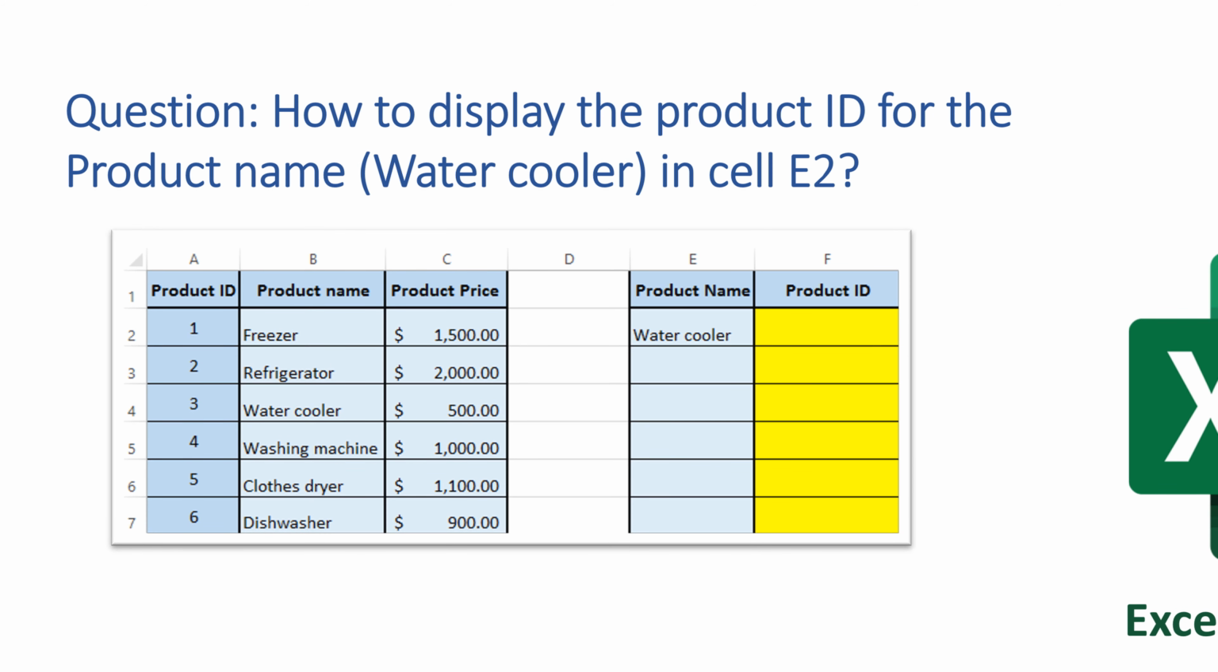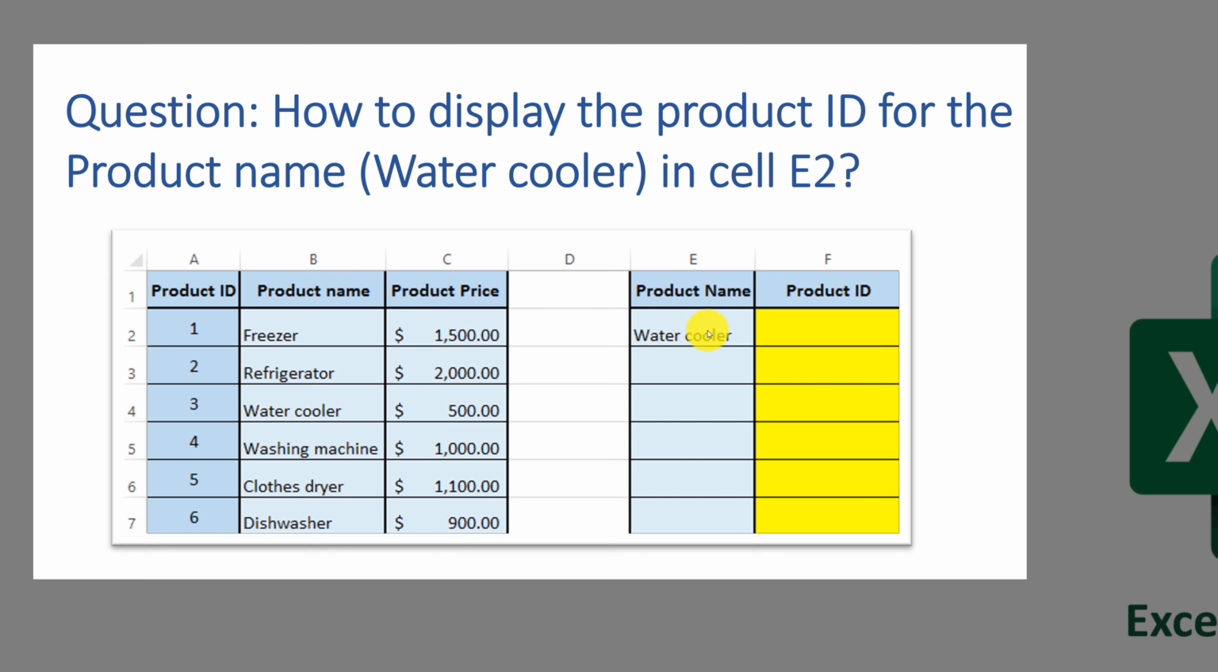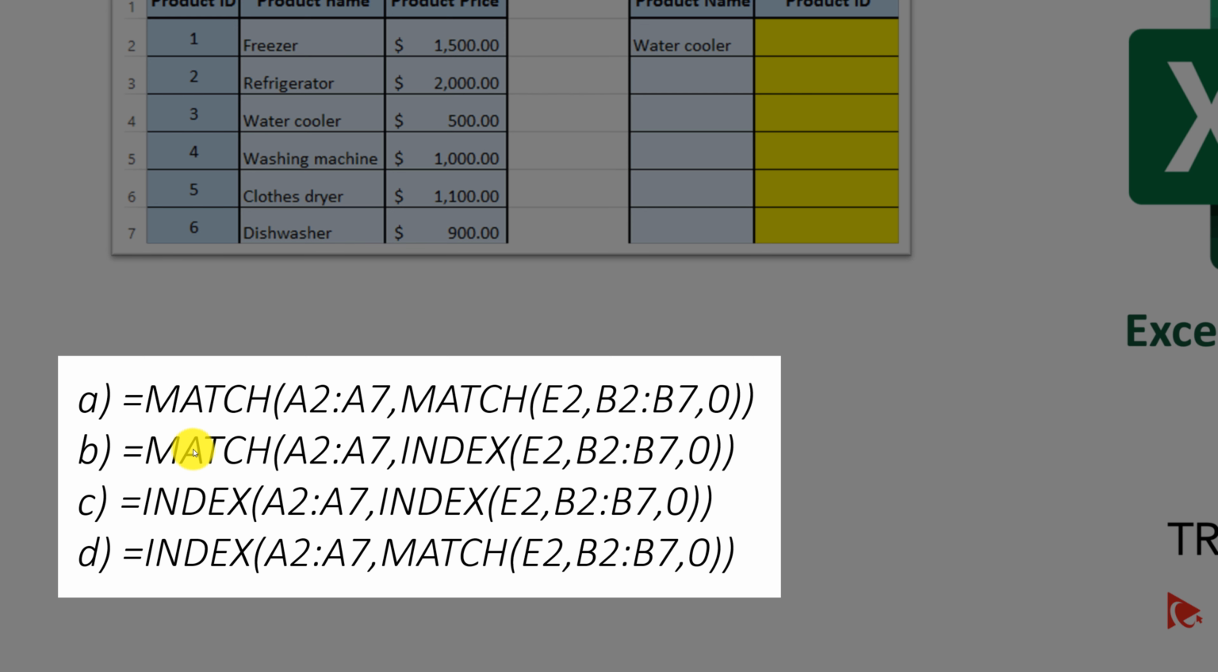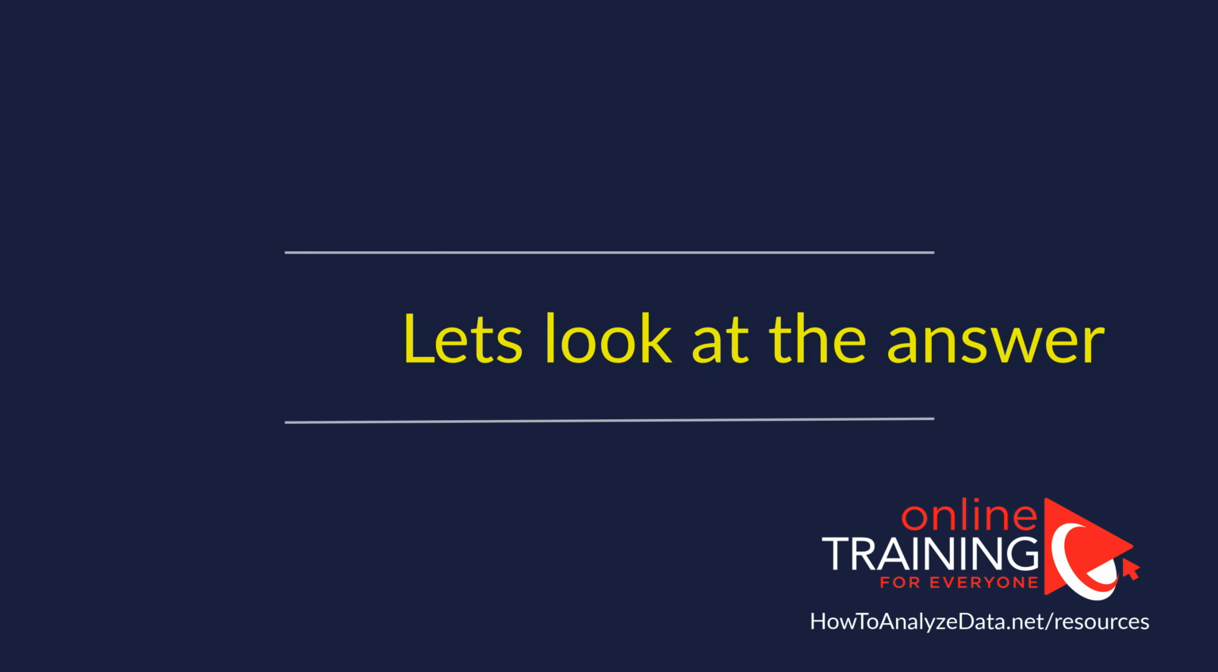And you're presented with the screen where you can see different product IDs, different product names, and product prices. And you have product name of water cooler, and then you have column F where the final value should be added. And you have four different choices. You have nested MATCH inside MATCH, you have nested INDEX inside MATCH, then you have nested INDEX inside INDEX function, and then you have nested MATCH inside INDEX function. So which one would you choose? Which one do you think is the right answer?